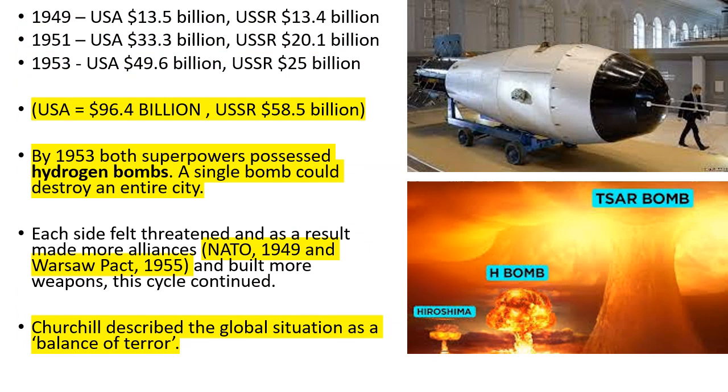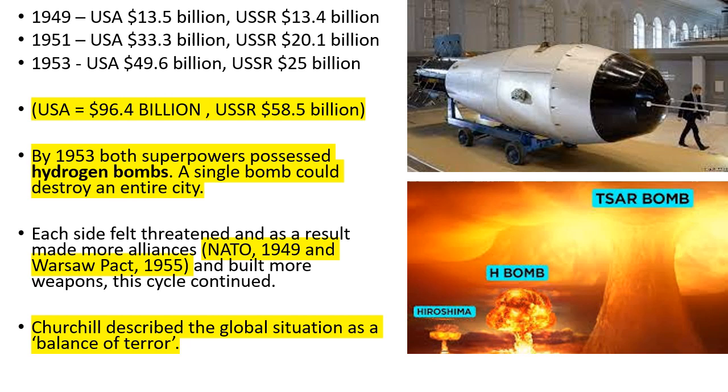You can see just how much money has been spent on these things. America was able to spend 96.4 billion compared to the Soviet Union's 58.5 billion. Both sides by 1953 had developed even worse bombs called the hydrogen bomb, which depended on nuclear, is it fission or fusion? Nuclear fusion. Okay, these could devastate entire cities with one bomb.